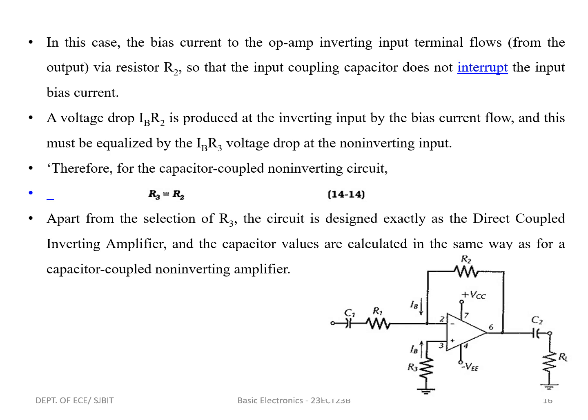And this must be equalized by the IBR3 voltage drop at the non-inverting input. Therefore, for the capacitor coupled inverting circuit, R3 will be equal to R2. Apart from the selection of R3, the circuit is designed exactly as a direct coupled inverting amplifier, and the capacitor values are calculated in the same way as for the capacitor coupled non-inverting amplifier.